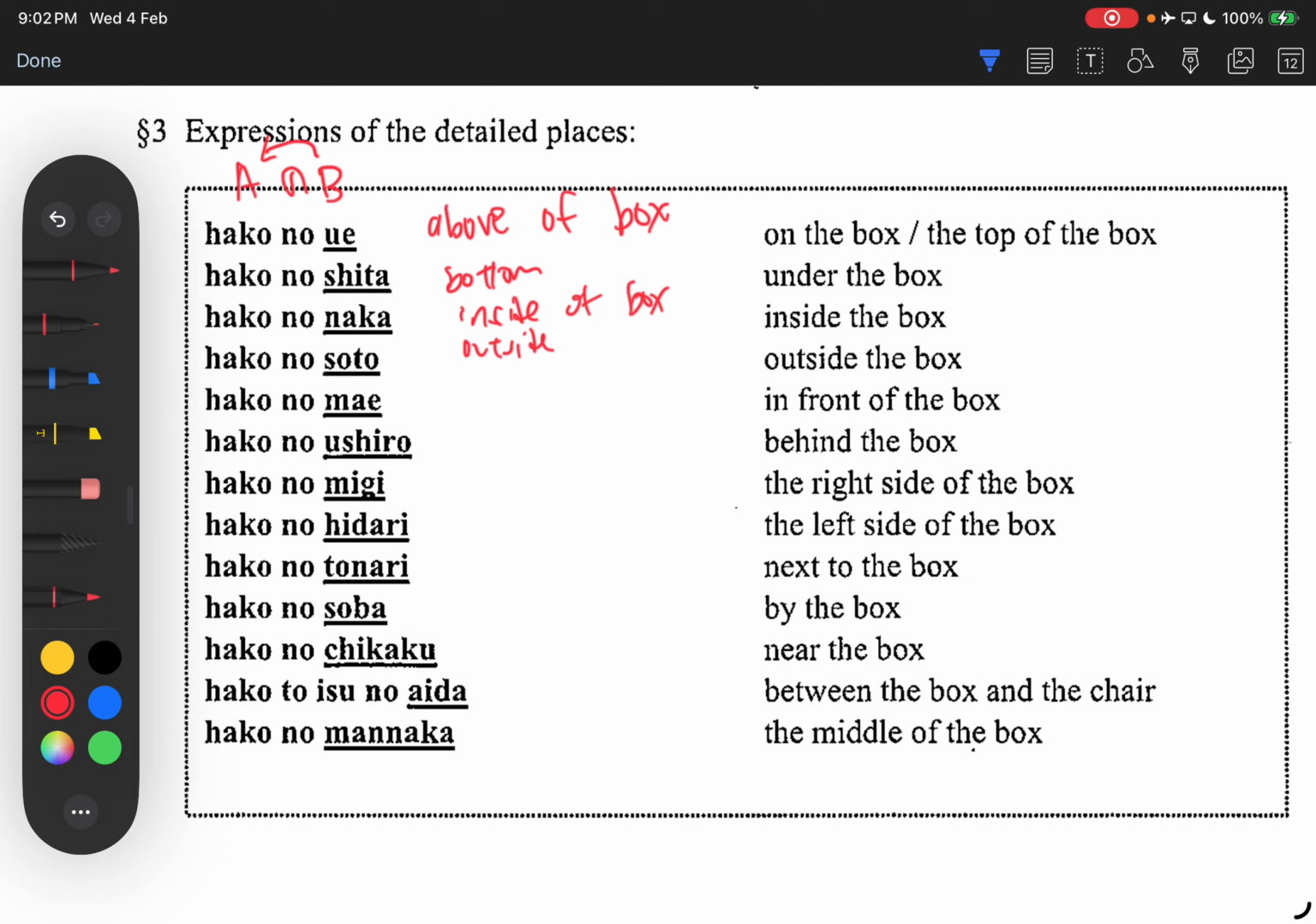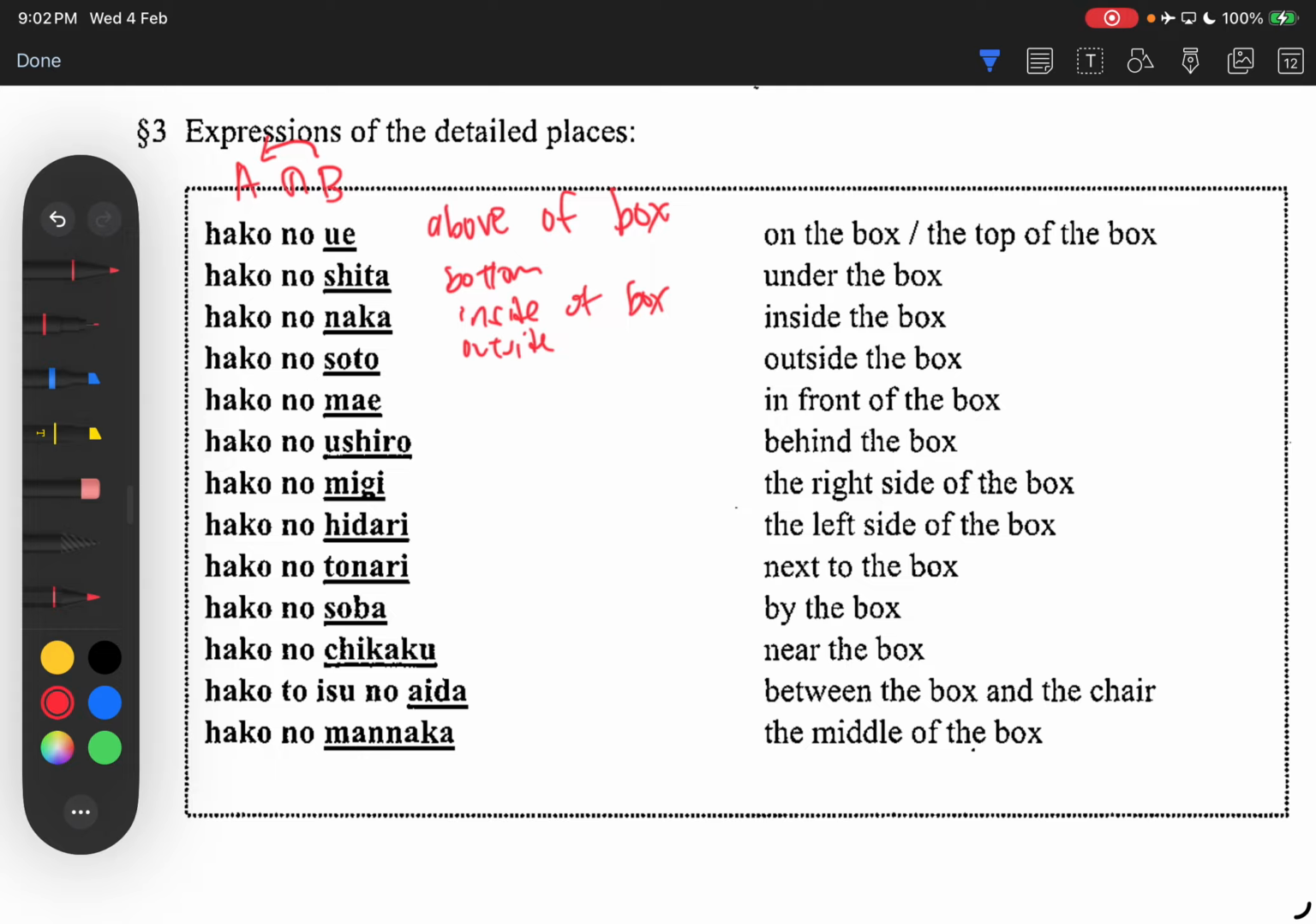Hako no chikaku. Chikaku means nearby, close or rather close. So nearby the box, or close by the box. Then 箱と椅子の間. 椅子 is chair, and と is and, so box and chair. Box and chair, no aida.